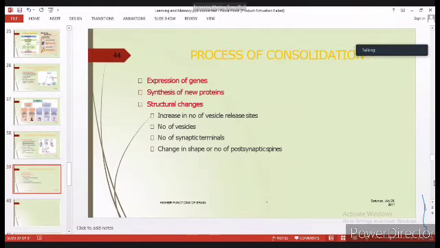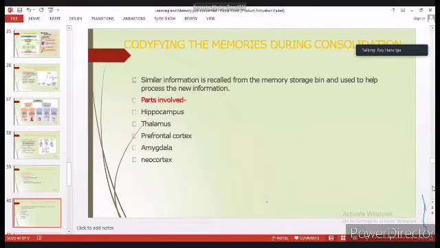Then there are a number of different ways in which information can be consolidated. Number one is the expression of specific genes, which you don't need to know. There'll be synthesis of new proteins, which you don't need to know. And then there are structural changes, which you don't need to know. Then the parts that are involved in coding, which you need to know, would be the hippocampus, thalamus, prefrontal cortex, amygdala, and the neocortex.